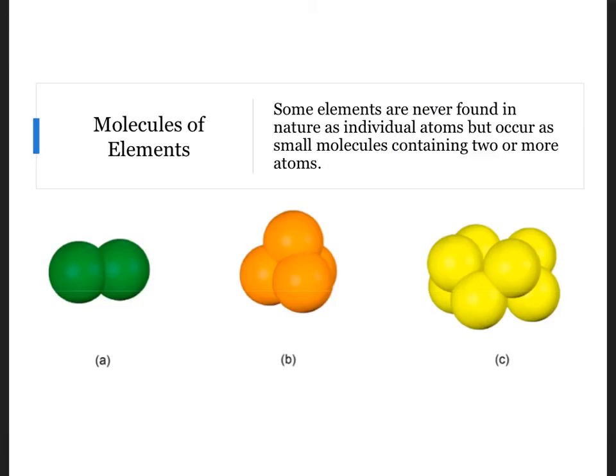Some elements are never found in nature as free atoms, but rather as molecular elements. Common examples include diatomic chlorine, Cl2, phosphorus tetrahedra, P4, and sulfur rings, S8. For now, you need to be able to identify the 7 diatomic elements. We'll save the other molecular elements for advanced chemistry courses.